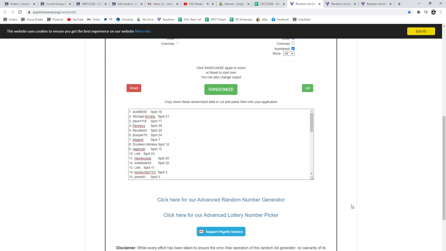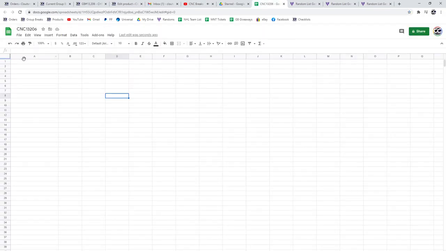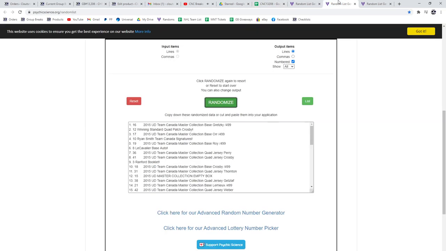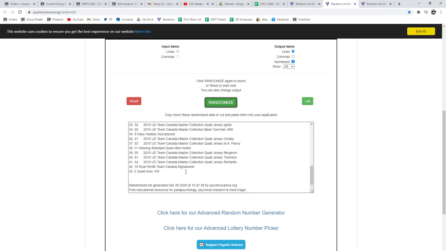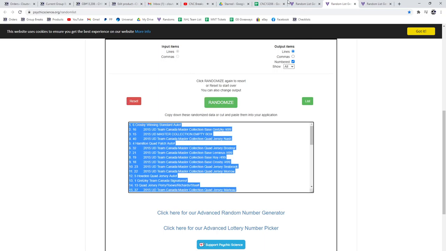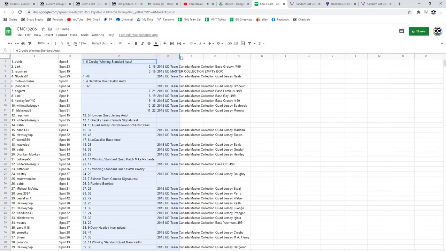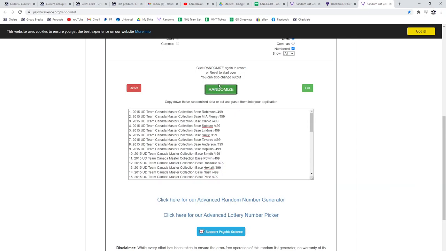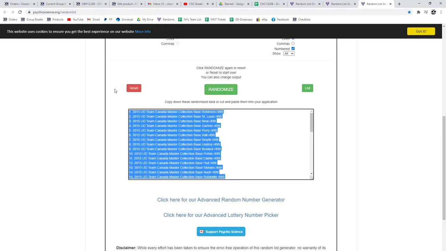CNC group break 13206, three times starting with all the names. 1, 2, 3. Copy. Paste. Category 1, 1, 2, 3. Copy. Paste. And category 2, 1, 2, 3. Copy.